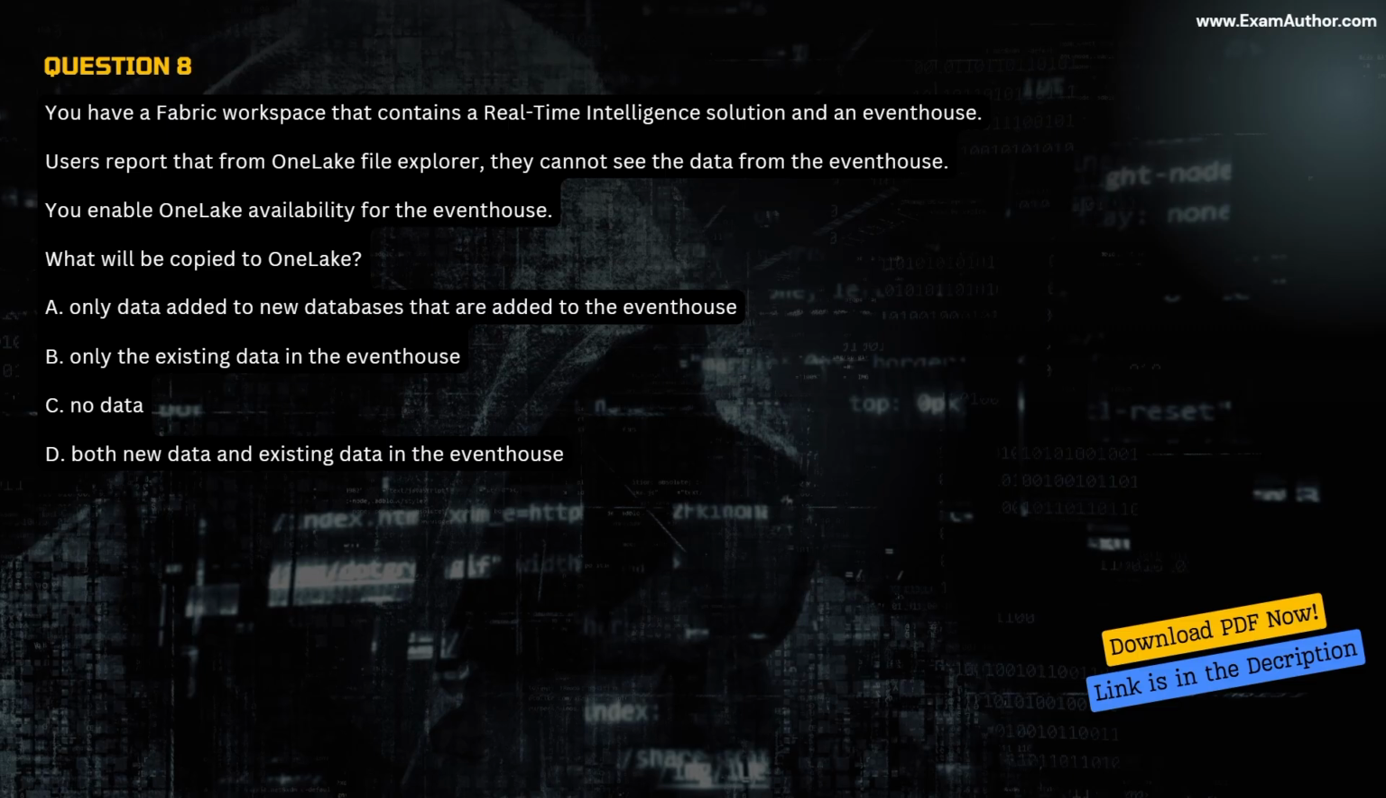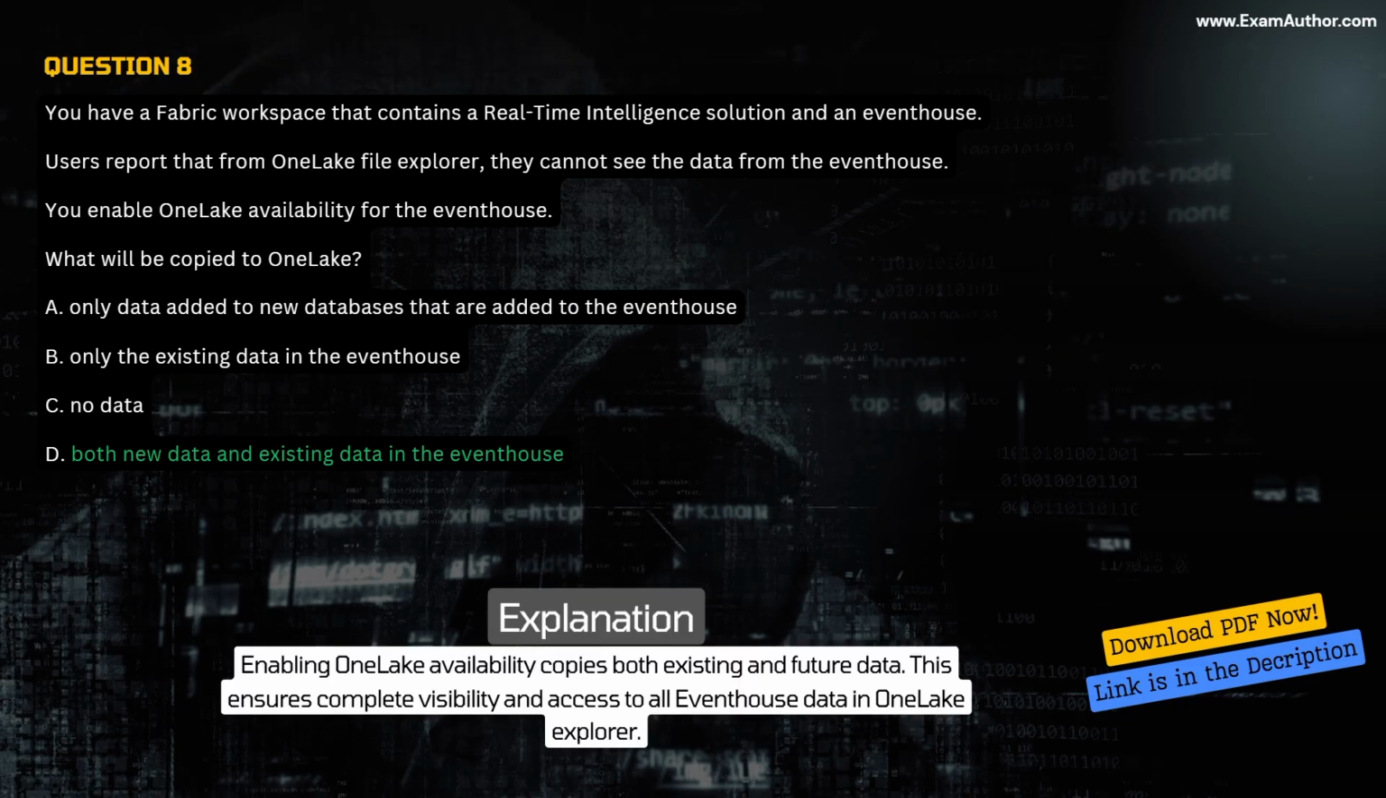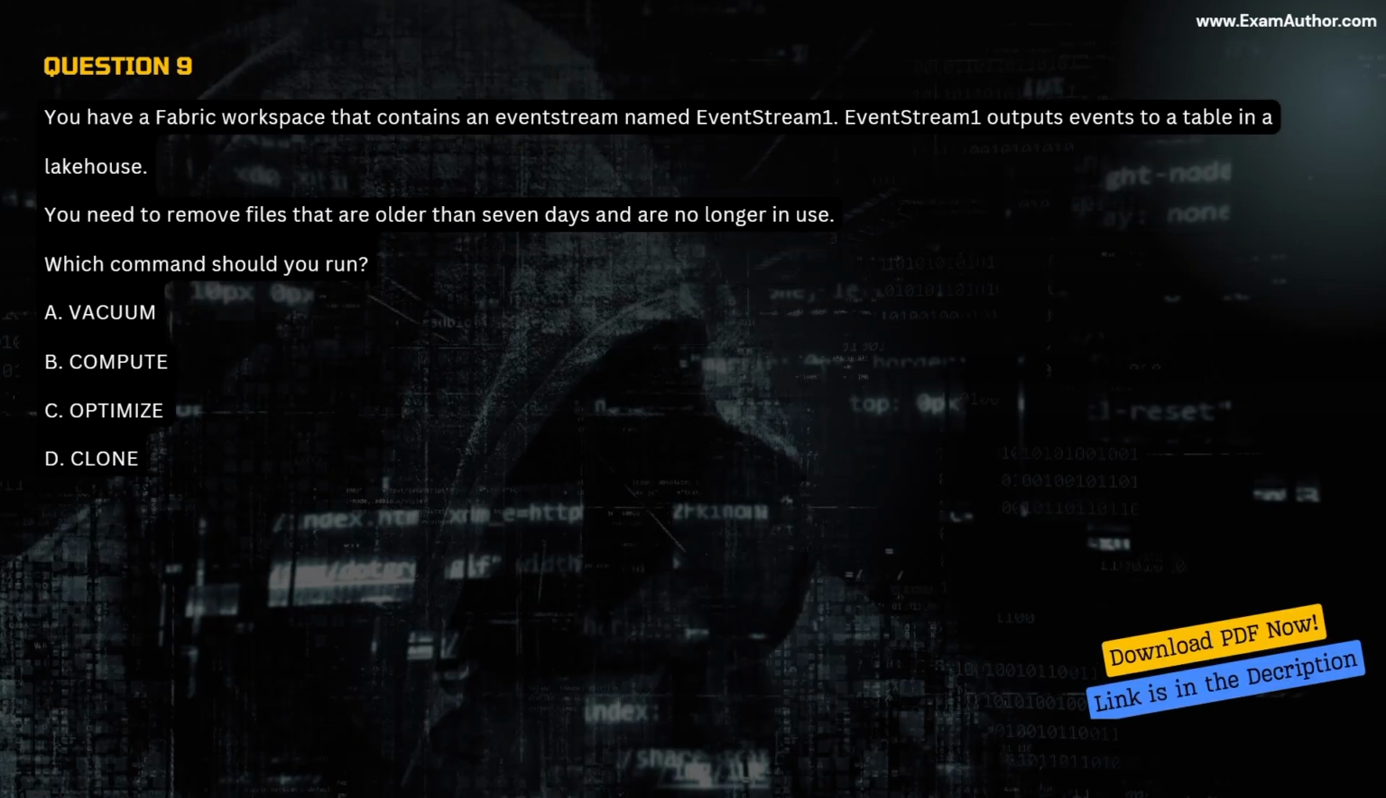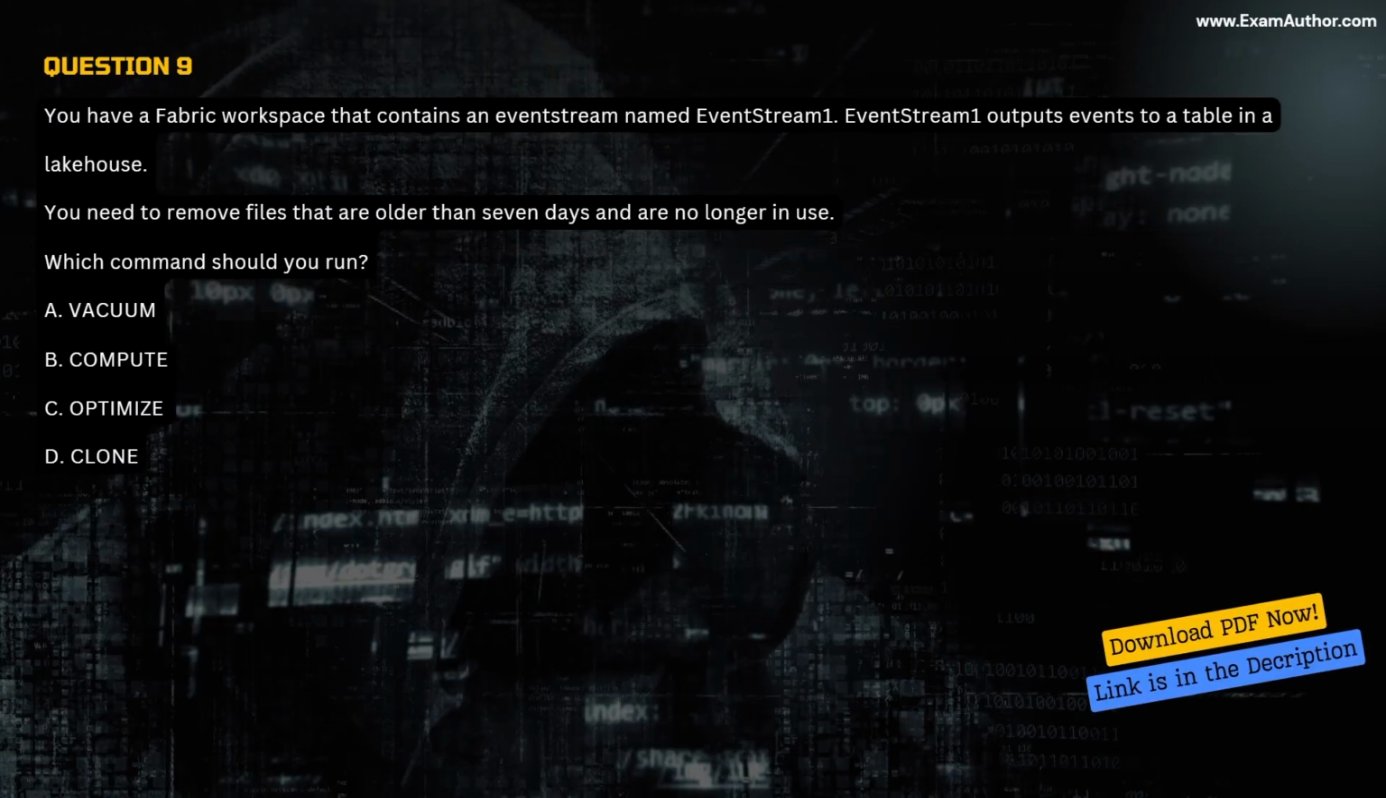Correct answer D. Both new data and existing data in the event house. Explanation. Enabling OneLake availability copies both existing and future data. This ensures complete visibility and access to all event house data in OneLake Explorer. Question 9. You have a Fabric workspace that contains an event stream named EventStream1. EventStream1 outputs events to a table in a lakehouse.